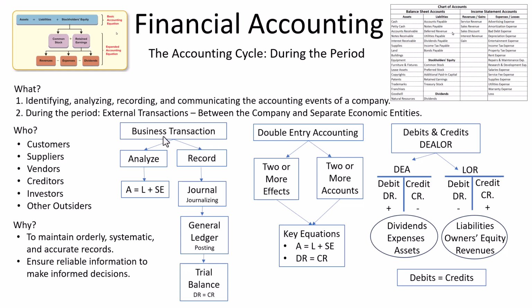Businesses must analyze their transactions to understand how they are affecting their assets, their liabilities, and their stockholders' equity. As they analyze transactions, they must also record each one. The key new term for you in this chapter is double entry accounting. All business transactions that are analyzed and recorded have at least two effects on a company's financial position, and these effects are recorded in at least two accounts. That's what we mean by double entry accounting.